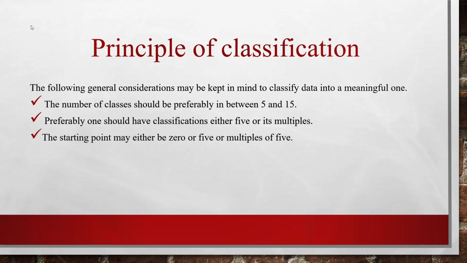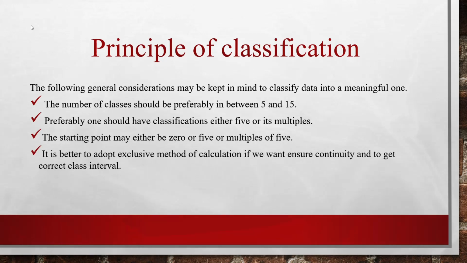That is, the first class is like 0 to 5, then 5 to 10, or 0 to 10, 10 to 20. In that way we can also start the classes. The classes may be by the exclusive or inclusive method. We have already discussed exclusive classes and inclusive classes. It is better to adopt the exclusive method. In the exclusive method the classes will be like 0 to 10, 10 to 20, 20 to 30.